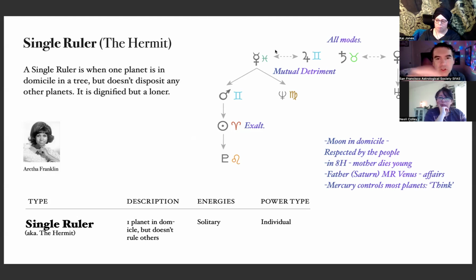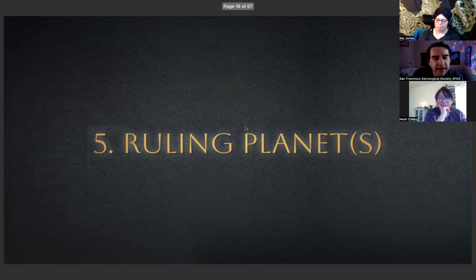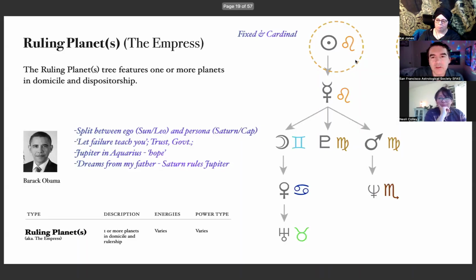And finally, Mercury is dispositing the most planets. If you see Mercury here, it's got 1, 2, 3, 4 planets it's in charge of. It's got the most responsibility in the chart. And one of her other songs was called Think. So, interesting. Ruling planets. So here's former President Obama.